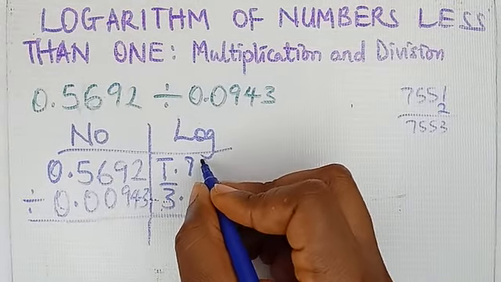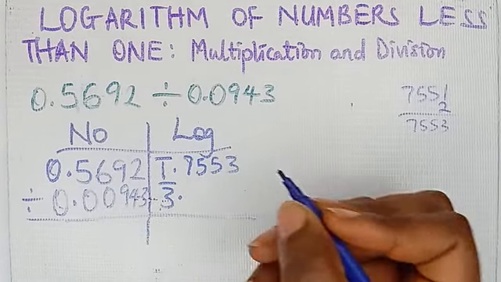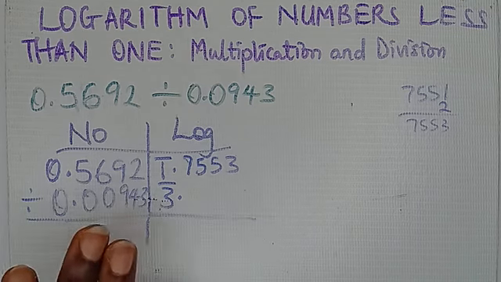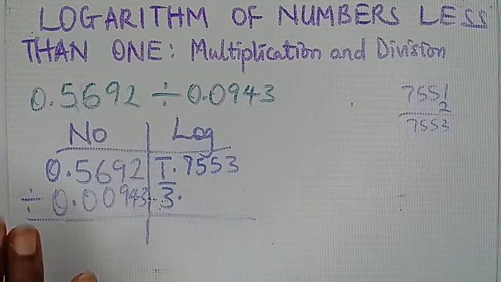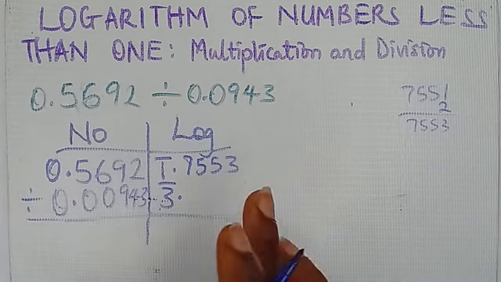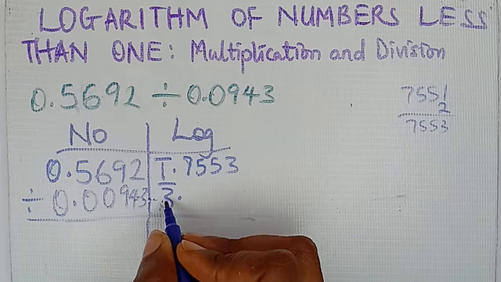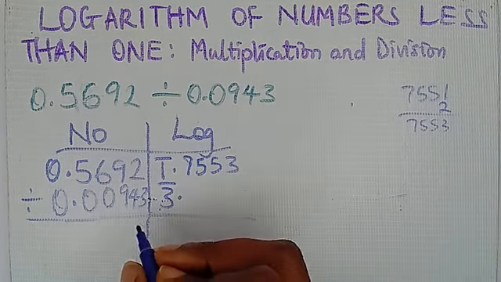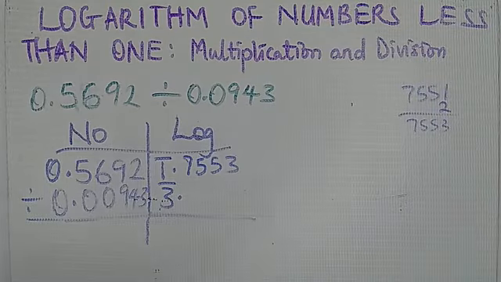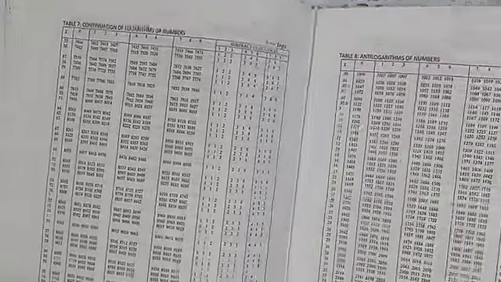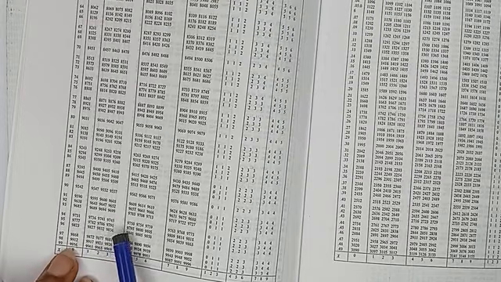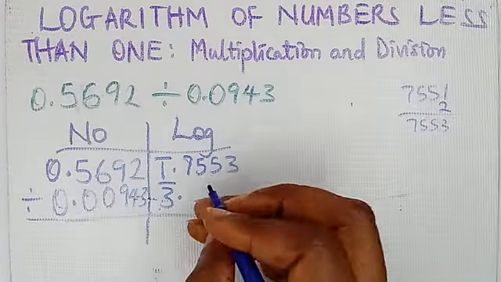So 0.7553. For the log, you just look for the non-zero numbers. You don't have any business with the zeros before the non-zero numbers because you've represented them with the whole number part of the log. So we have 94 under 3. It's not up to 4 numbers, so no difference. 94 under 3 is 9745. So that is what we'll write.